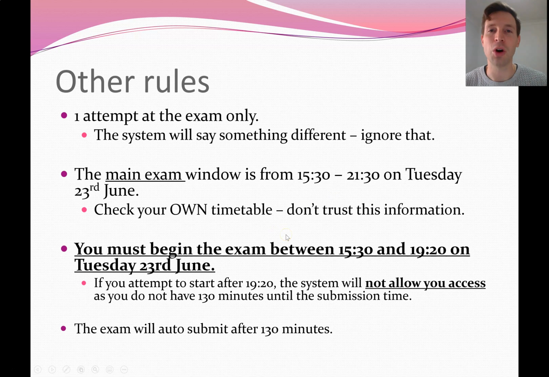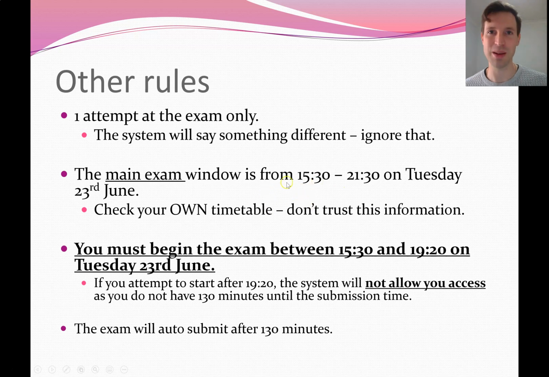Make sure you check your own exam timetable. You may have special considerations or clashes between exams, and you may be rescheduled to different times. The time and date I've put here is for people who will be doing the main exam. So the main exam window is from 3:30 p.m. to 9:30 p.m. on Tuesday, the 23rd of June. Don't trust this information. You may have situations that mean you have been rescheduled or have alternative special considerations, those kind of things. Check your own timetable to verify that information.